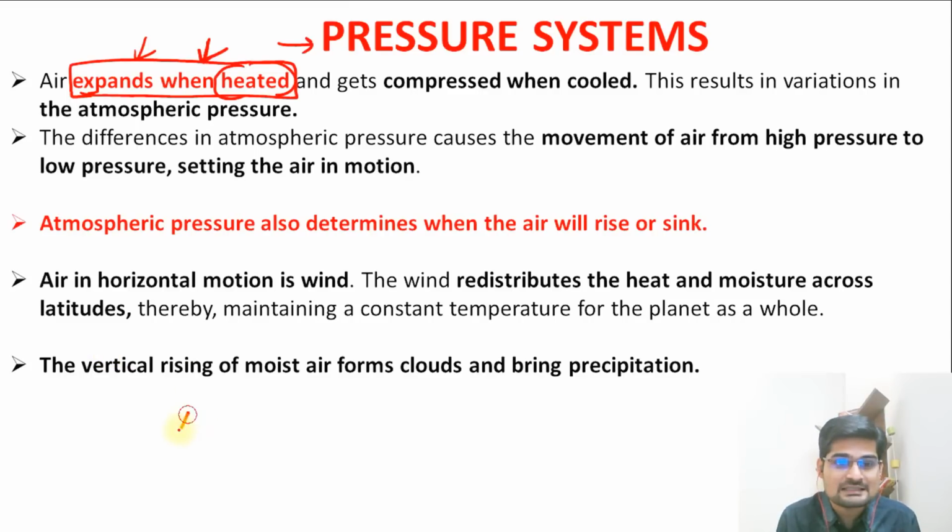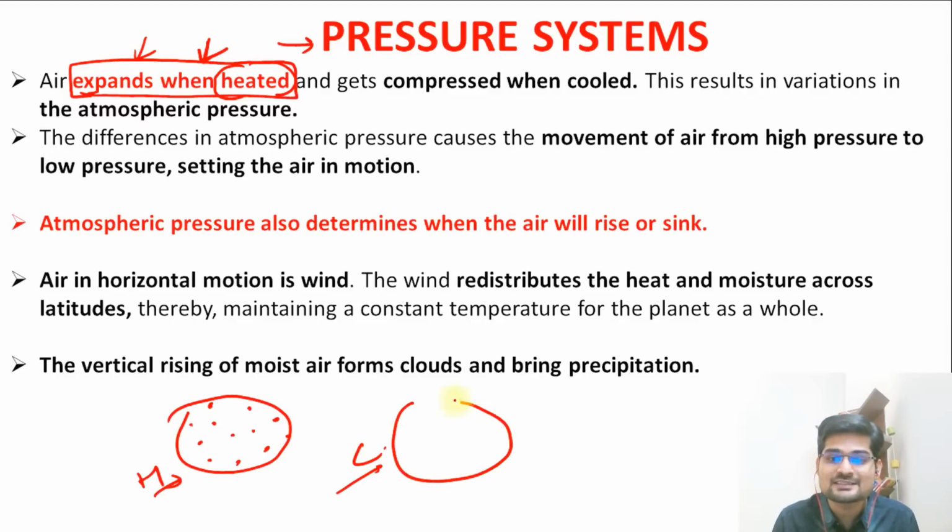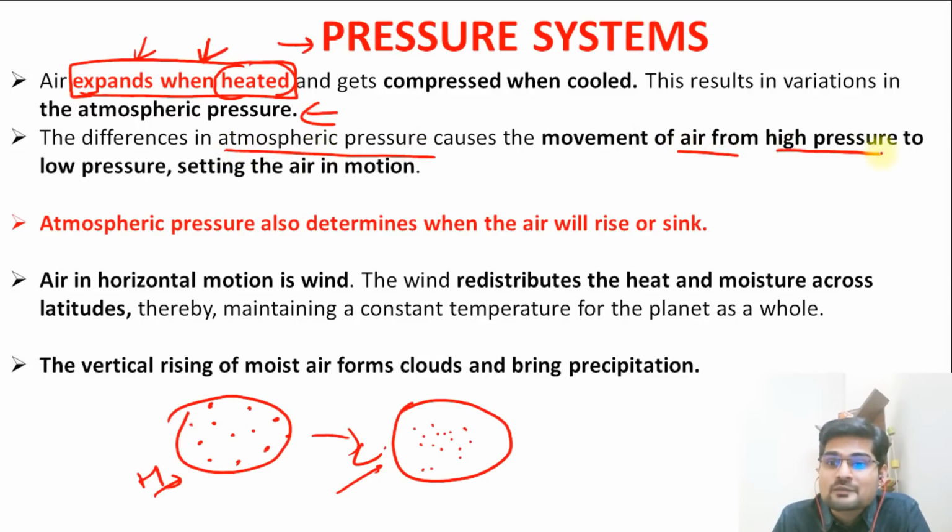It means when there is a system of air in which there is heat supply, what happens? The molecules go far away from each other, right? The kinetic energy principle. And then when it is a cool system, what happens? The molecules condense, they come together. So that is the entire principle of thermodynamics that we study. So this is behind the creation of the pressure system. So what happens? Because of this heating and cooling, there are variations in atmospheric pressure in different places on Earth. These differences in atmospheric pressure cause movement of air from higher pressure to where?